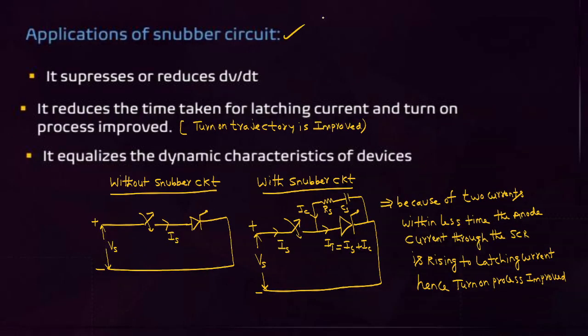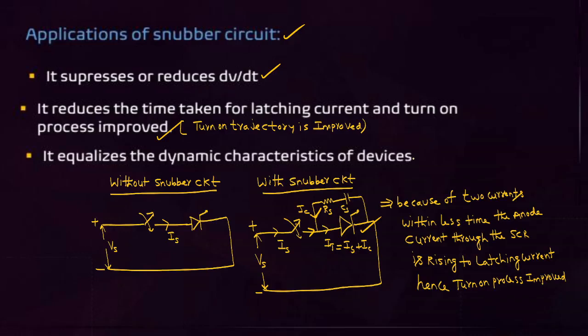What are the applications of a snubber circuit? A snubber circuit suppresses or reduces the dV by dt. It reduces the time taken to reach the latching current, and the turn on process is improved. That is, if there is a snubber circuit, there are two currents, supply current and capacitor current. Then within less time, the current rises to the latching current, and the turn on process is improved. Within less time, the SCR will be turned on. That is also an advantage, because two currents are present.